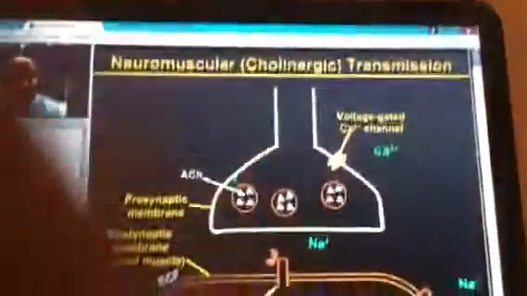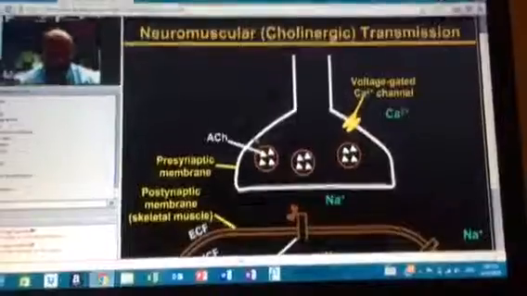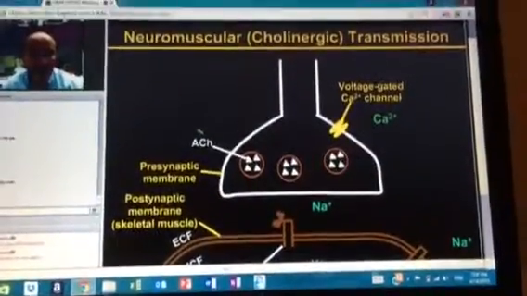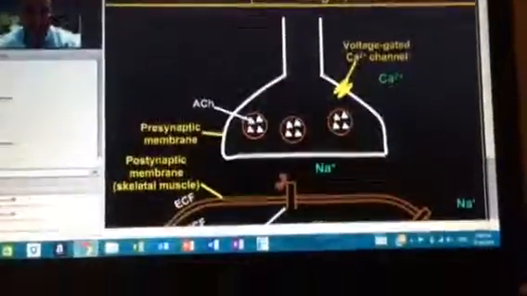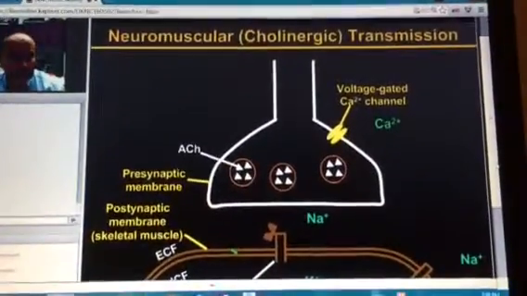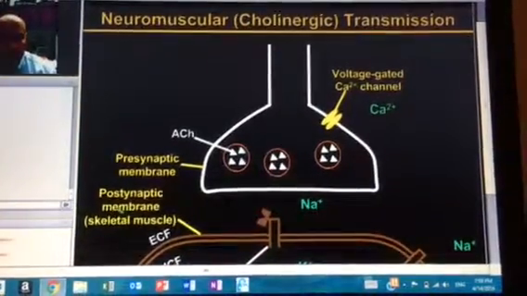All right, but again, what I'm going to say here applies to all synaptic transmission for Step 1. We're just going to use the neuromuscular junction as an example. Now, here are my presynaptic vesicles. They contain acetylcholine, so this is a cholinergic neuron. So, alpha motor neuron, cholinergic, contains acetylcholine. Here it's going to synapse on the postsynaptic membrane, which is skeletal muscle.